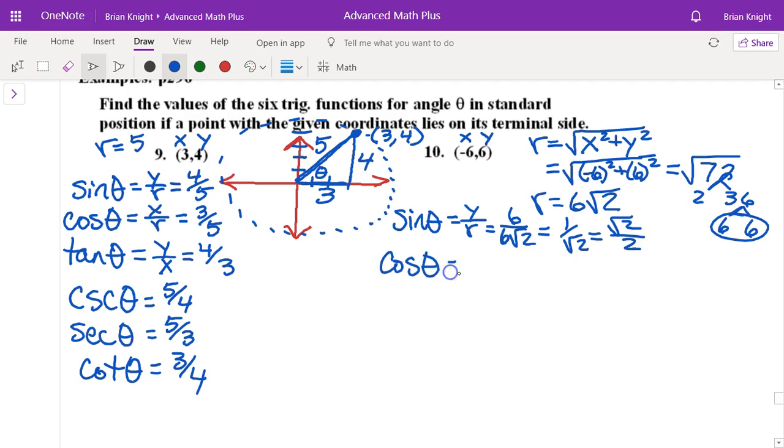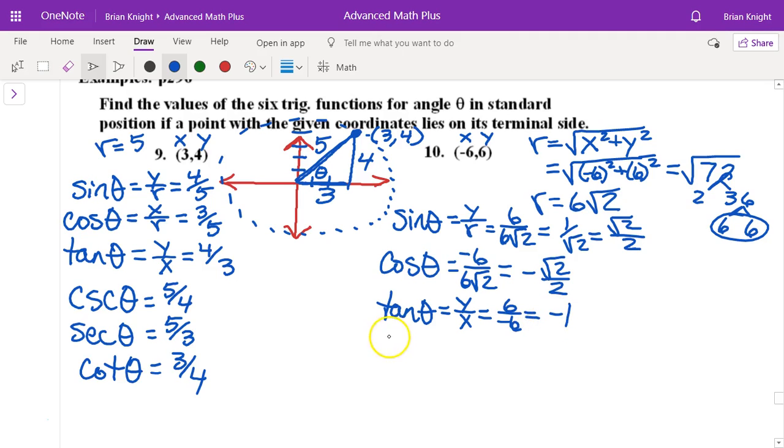The cosine of theta is x over r. Well, that's negative 6 over 6 square root of 2. Don't reinvent the wheel. You just did all this work. They're the same answer, just this one is what? Negative. So it's negative square root of 2 over 2. Tangent of theta. What is tangent? Y over x. So y over x would be 6 over negative 6, which is negative 1.